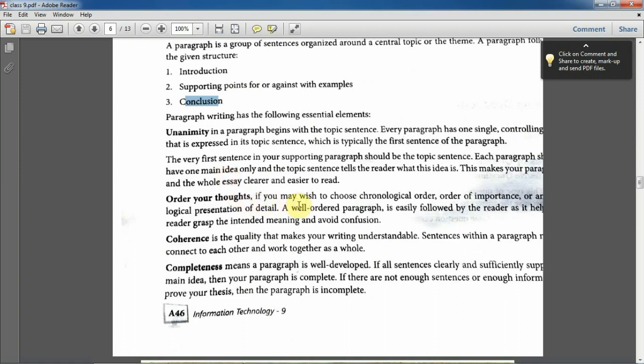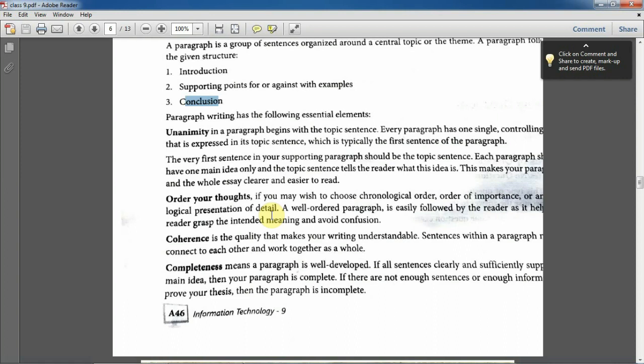Order your thoughts. You may wish to choose chronological order, order of importance, or a logical presentation of detail. So if you write, again one example, about computers, first you give an introduction about the computer, then the history of the computer, who invented it, when it was started.